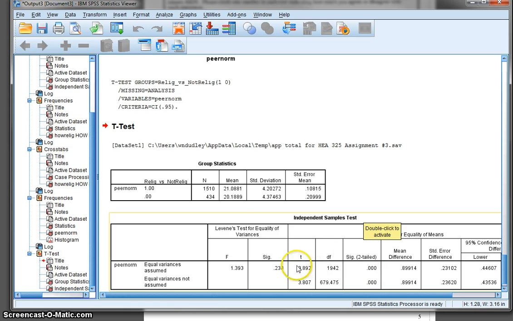Did I do that right? I realized I did it wrong a minute ago. So we should say there are significant differences, t(1942) = 3.89, p < 0.01. Okay, let's stop there.